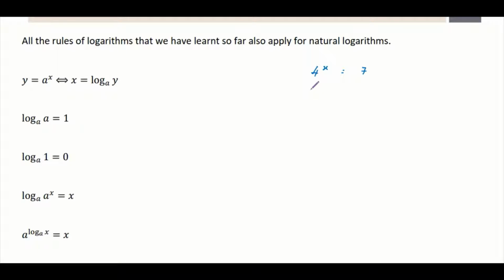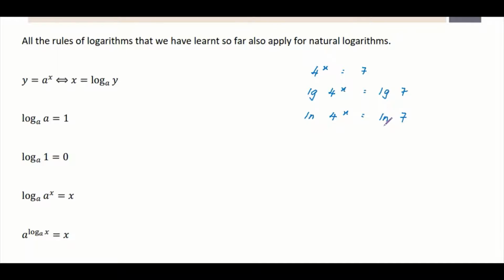Previously we know that we will always take log of both sides, log 4 to the power of x equals log 7. After today's lesson, you have one more alternative: you can do ln 4 to the power of x equals ln 7. It's going to give you exactly the same answer, because the idea is that as long as you are using the log with the same base. Here we are using log to the base of 10, and here log to the base of e.